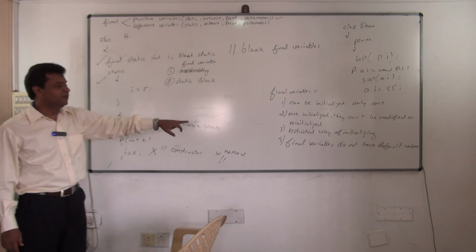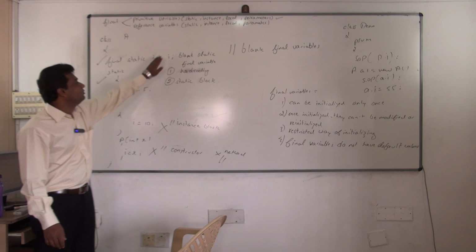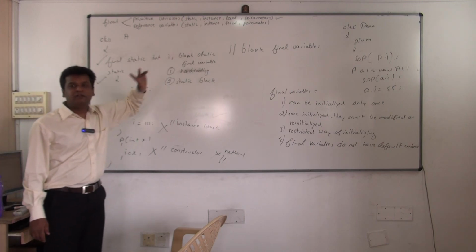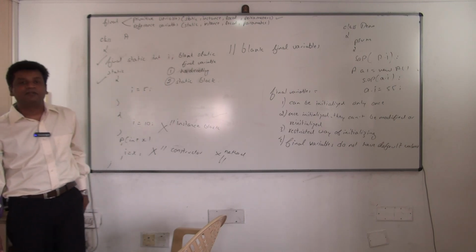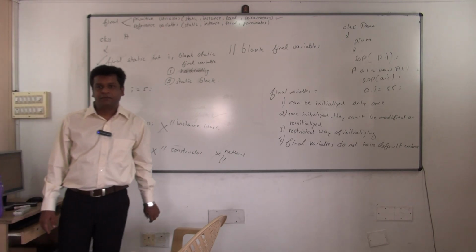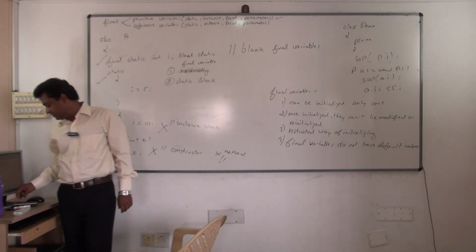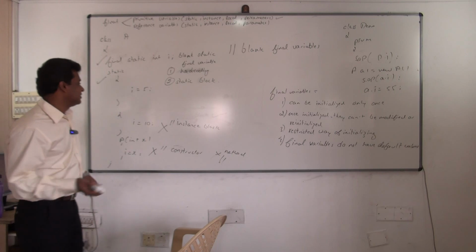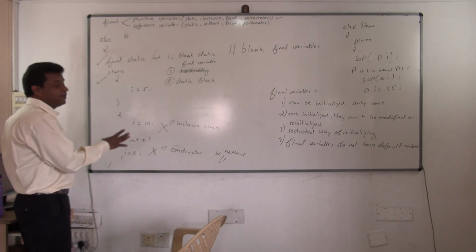static block. Then finally, final variables do not have default values. If you don't initialize it and try to compile, it gives you an error. They do not have default values. Understood? Clear this? So let's see the output of this. Shall I clear everything?